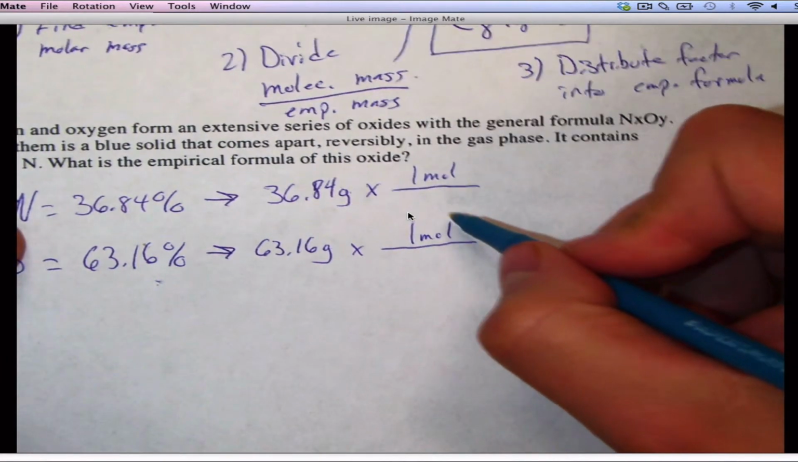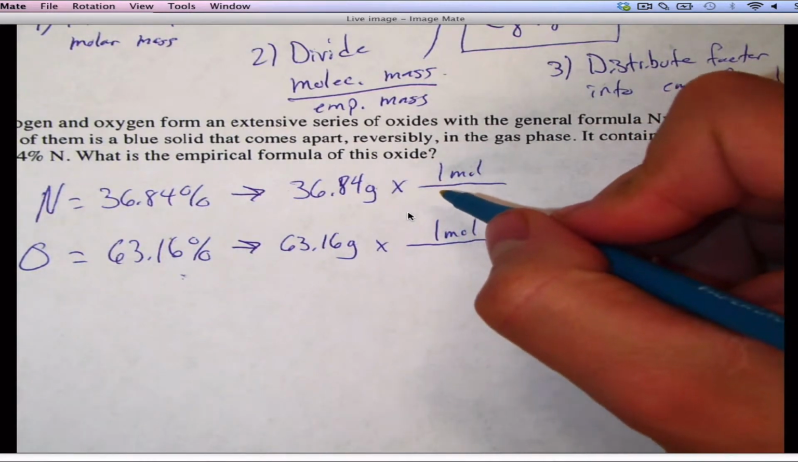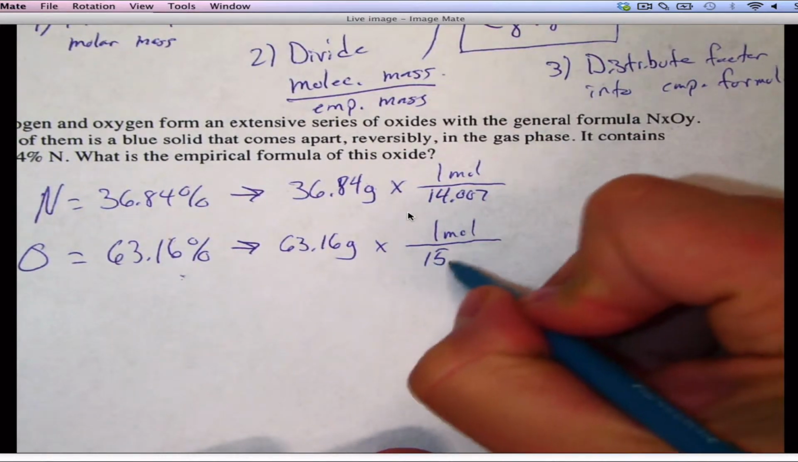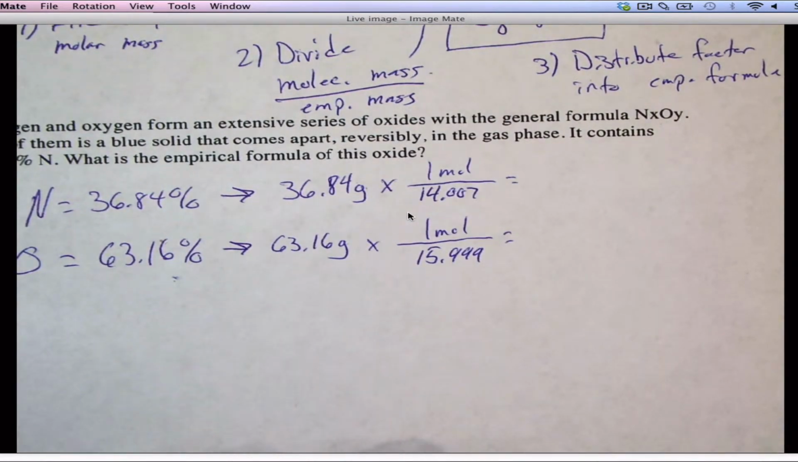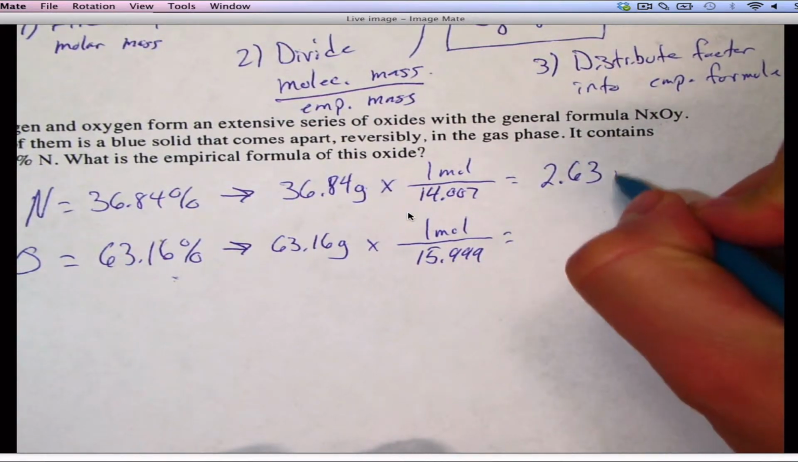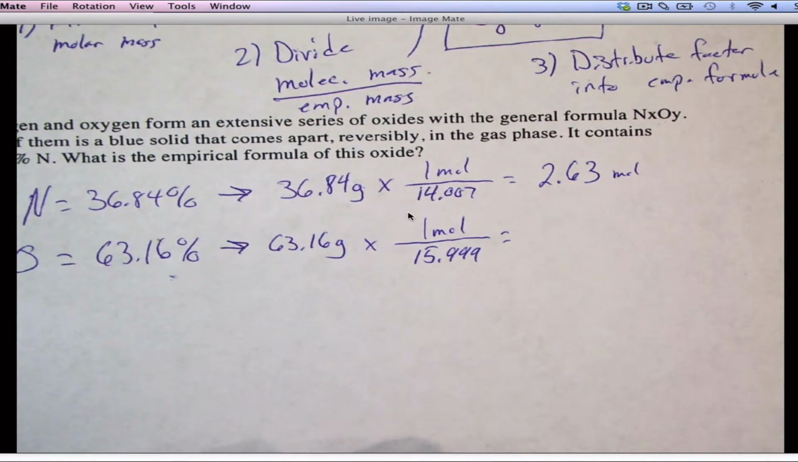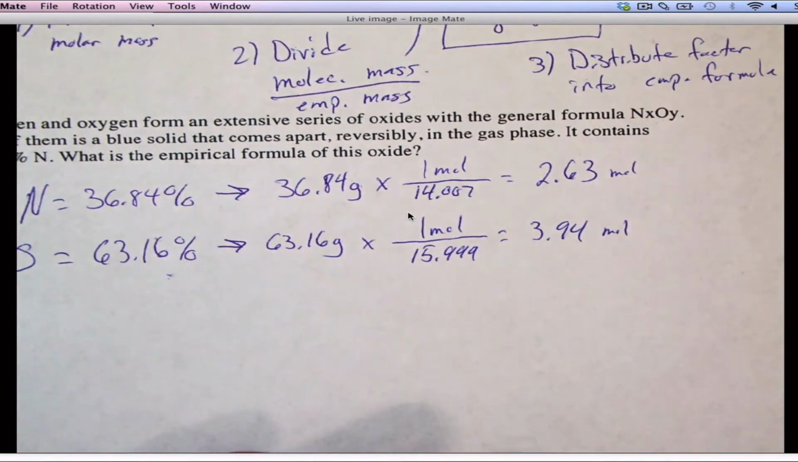So what is nitrogen's weight on the periodic table? And I believe it's 14, double check here, 14.007? Yep, I was right. 14.007, and then oxygen's is 15.999, and then we just got to do that calculation. So 36.84 divided by 14.007 gives me an answer of 2.63 moles. And then we do the other calculation. 63.16 divided by 15.999 gives me 3.94 moles. All right? So now we found our moles.